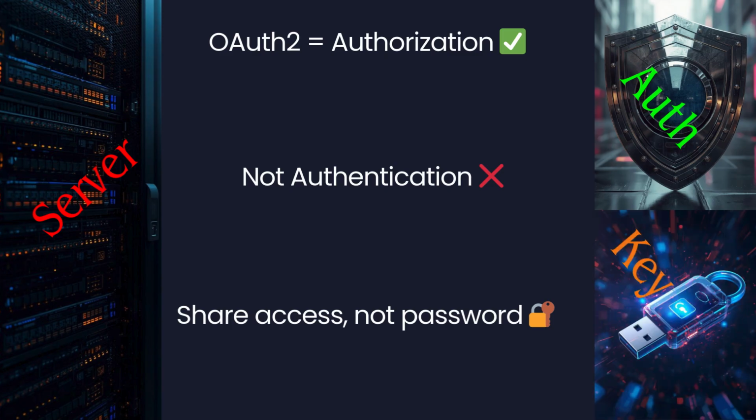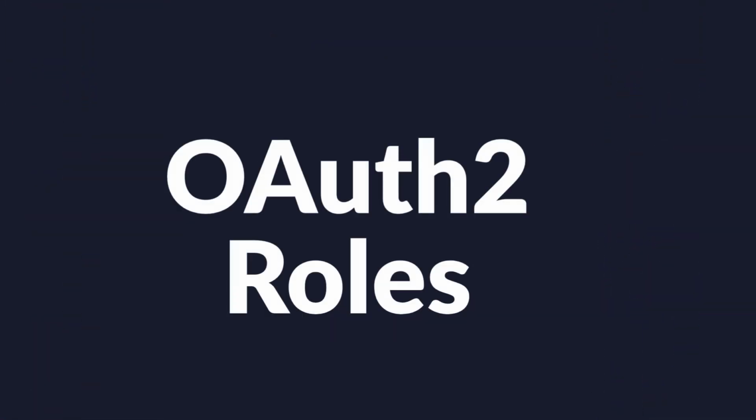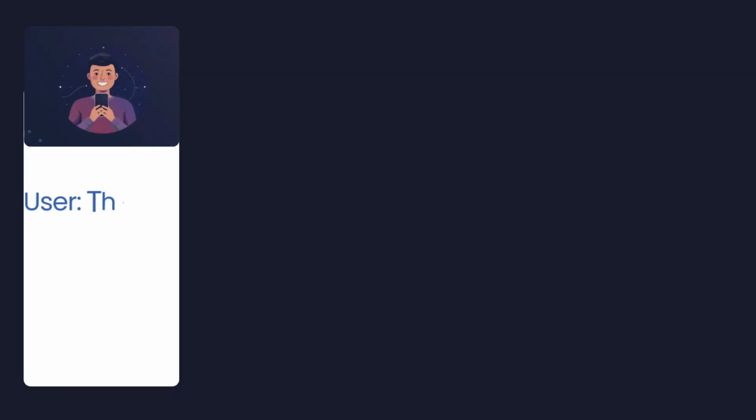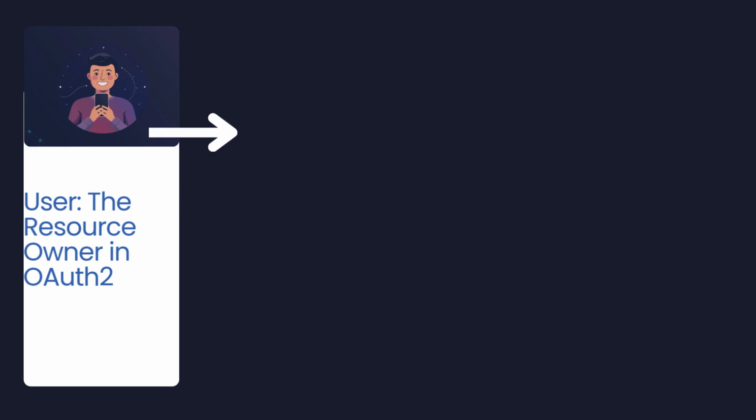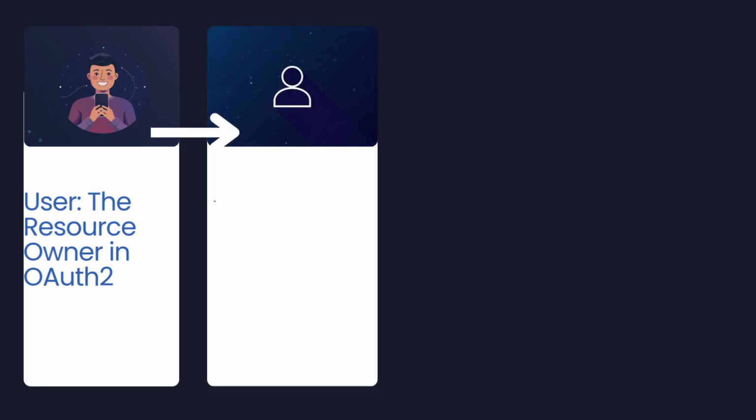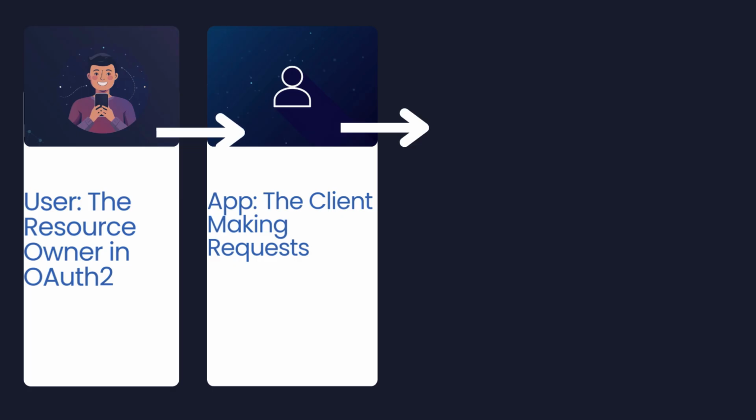Now, let's look at the main roles involved in OAuth2. First, there is the user. The user is also called the resource owner, because the data belongs to the user. Second, there is the application. This is called the client. The client wants access to some user data.